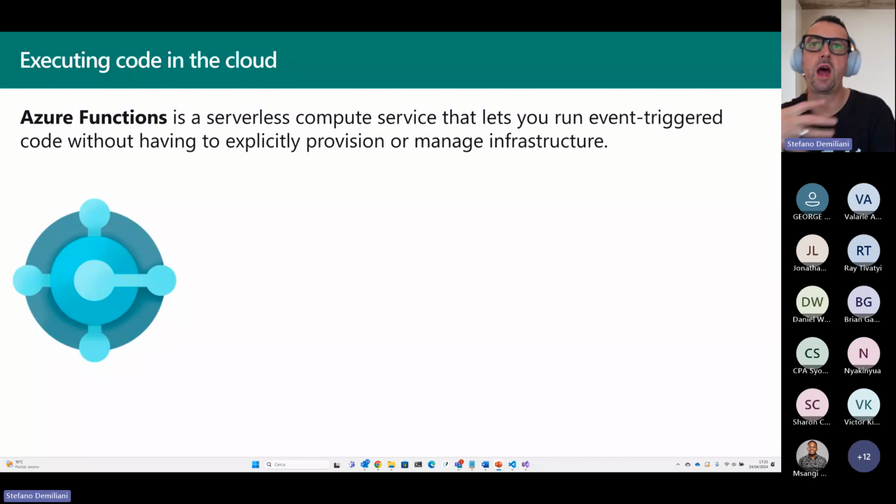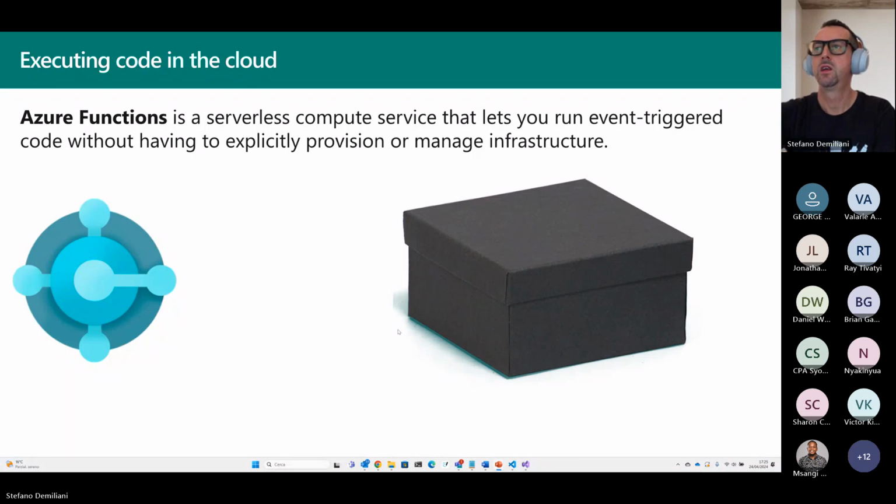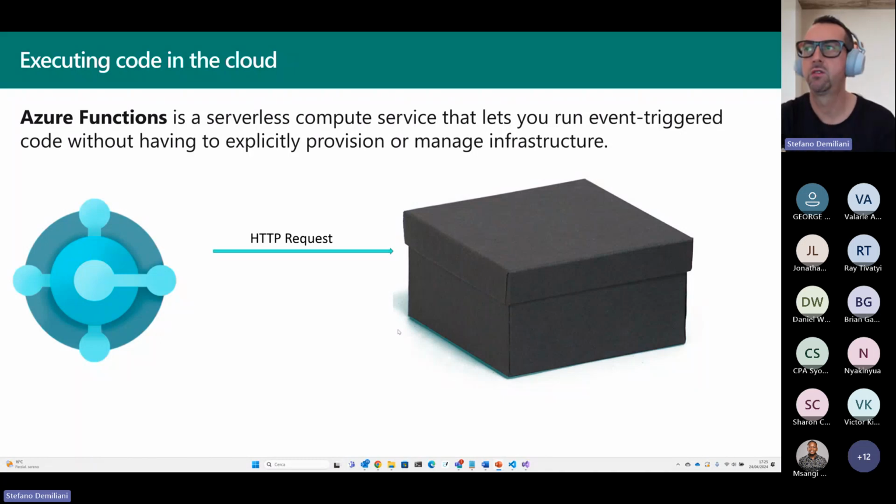So for us, it's something like Business Central and a black box, where the black box is the Azure function. We send a request to the Azure function, and we get a response from the Azure function.